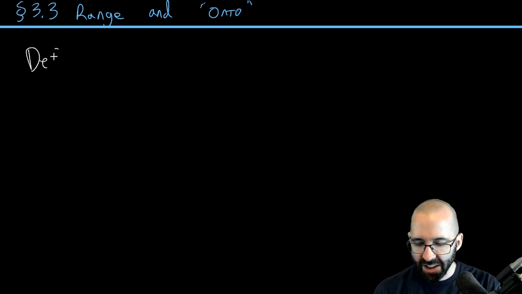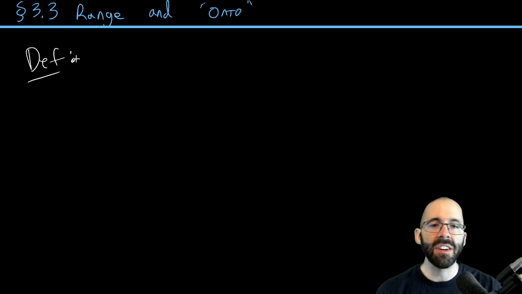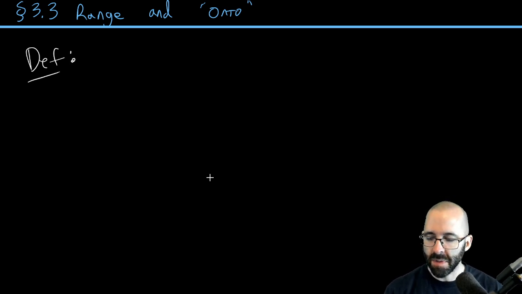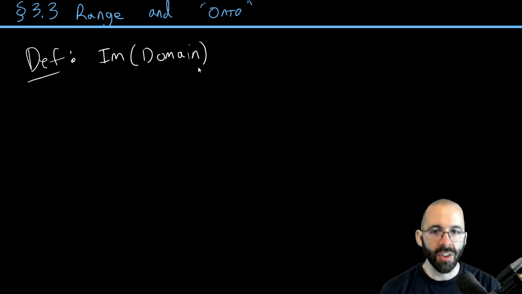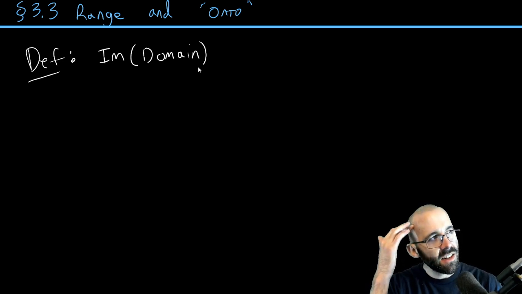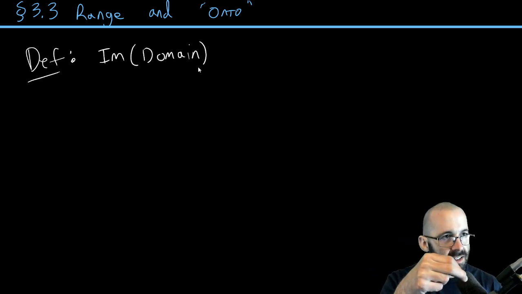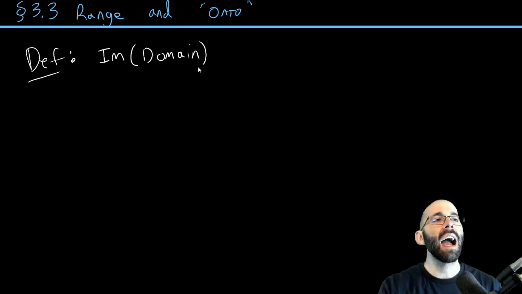We'll start with the definition, and this is going to be a fun definition because this definition uses important stuff from chapter 1. So the image of the domain. All right, we'll start with there. What was image again? The image of a set is all the outputs.